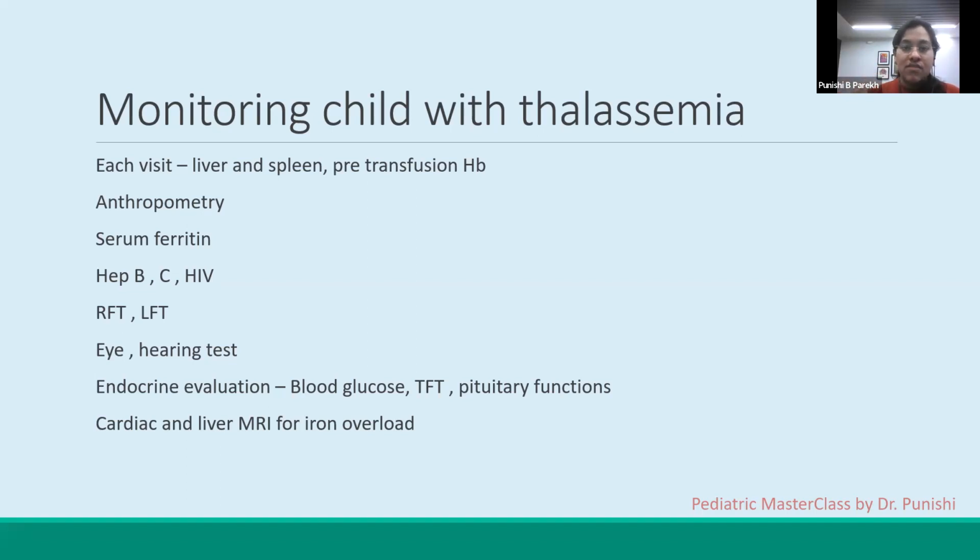Because the liver and the heart are the organs that are affected first when it comes to iron overload, we always, after a certain age, look for iron overload with the help of T2 star MRI, because serum ferritin is not that efficient or reliable when it comes to iron overload. So we need to look for which organs are affected, how badly they are affected, and accordingly you will have to titrate your iron chelation.